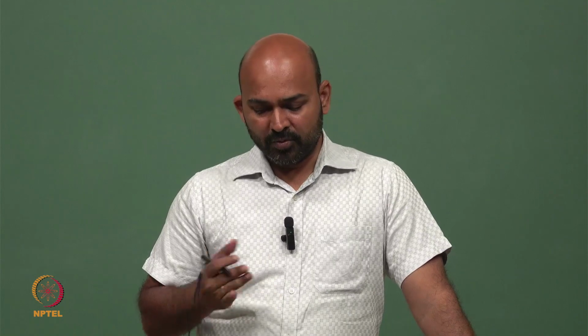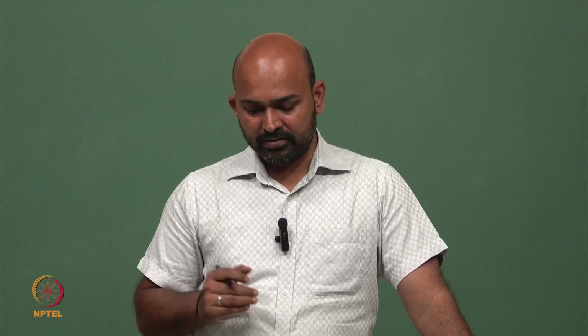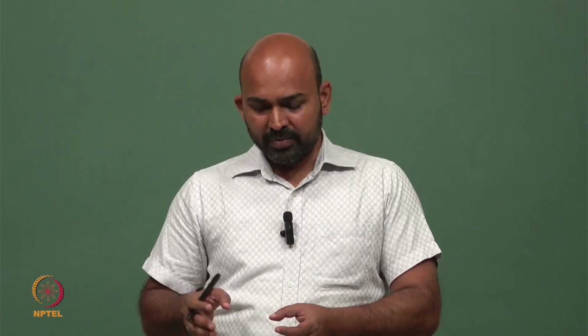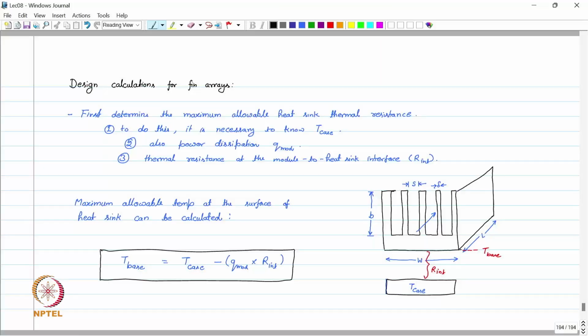So heat sinks can be designed by using computer modeling and other software. We can design these heat sinks, and this is a very simple structure, but we can play around with the B, with S, with delta. There are many parameters which we can play around with to calculate the thermal resistance of the heat sink, and accordingly we can design a proper heat sink.